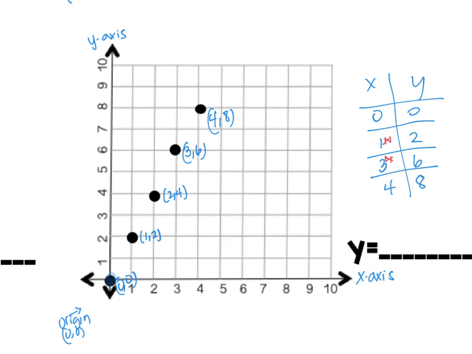Let's multiply. What times 1 equals 2? 2. So 1 times 2 equals 2. 3 times 2 equals 6. 4 times 2 equals 8. And we can go back to the top, and we know that anything times 0 equals 0. So 0 times 2 equals 0. And that is telling me that we have a multiplicative graph. For every x value, we multiply it by 2 to get y. So y equals 2 times x.